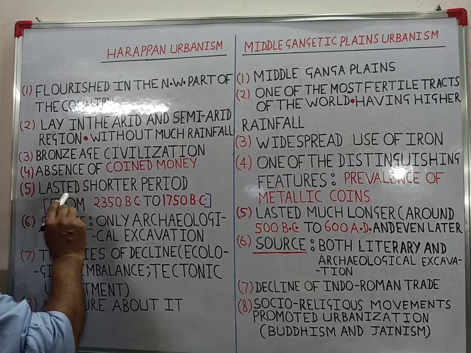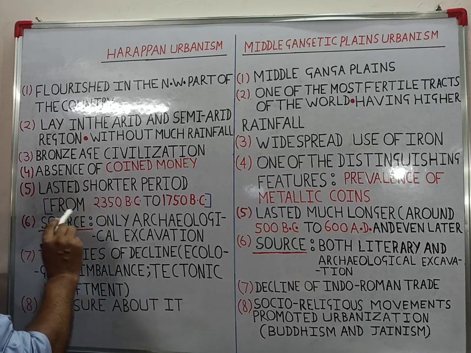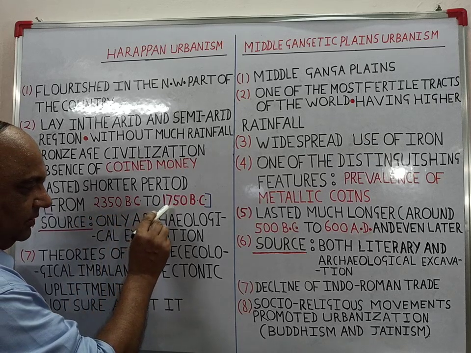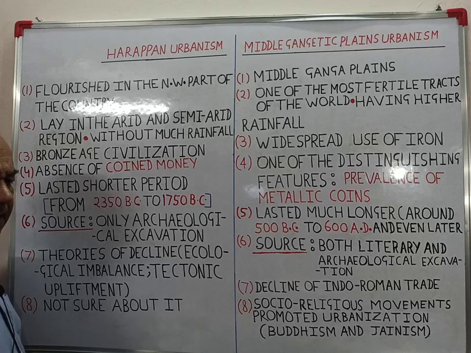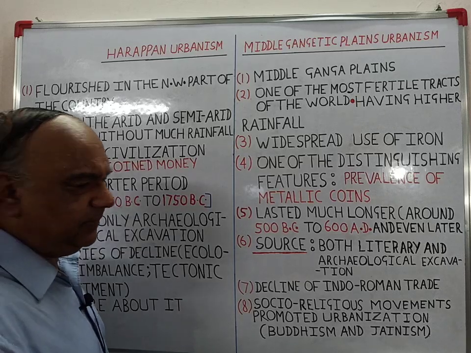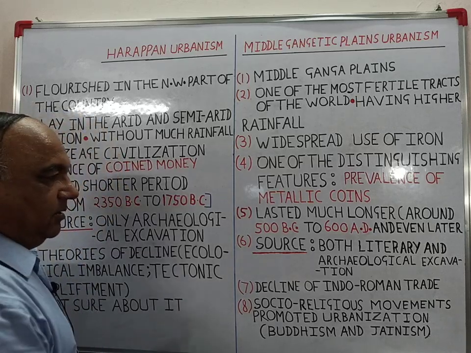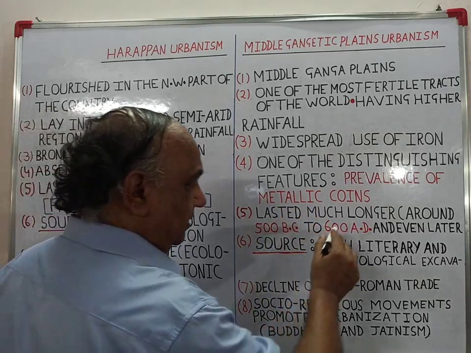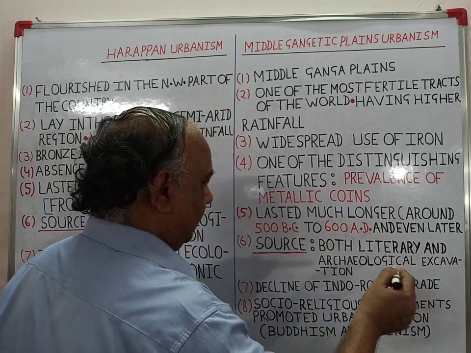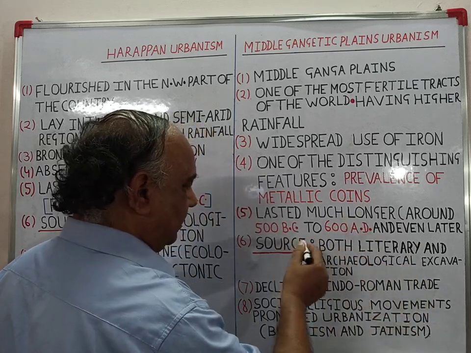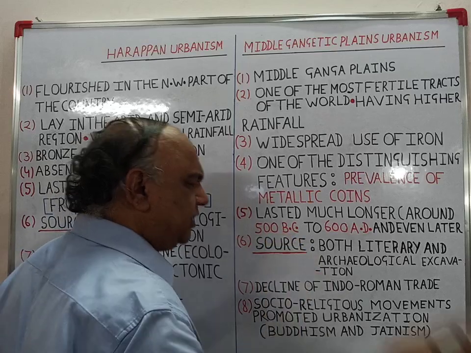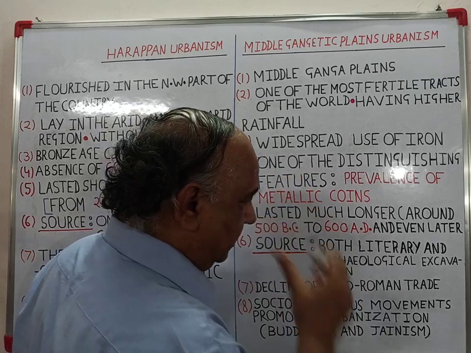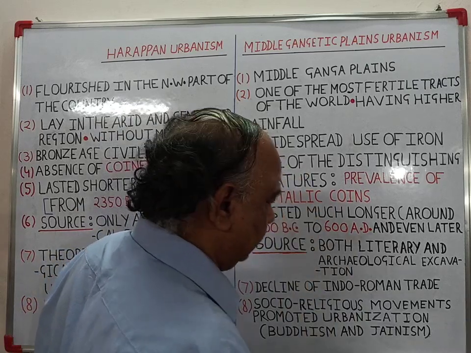The first phase of urbanism lasted a shorter period, roughly from 2350 BC to 1750 BC, around 600 years. But the duration of the second phase of urbanism was much longer, and it started, you can say, roughly from 500 BC or 600 BC to 600 AD. And according to some historians, it continued even later.